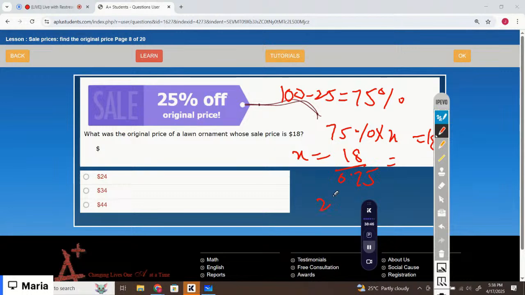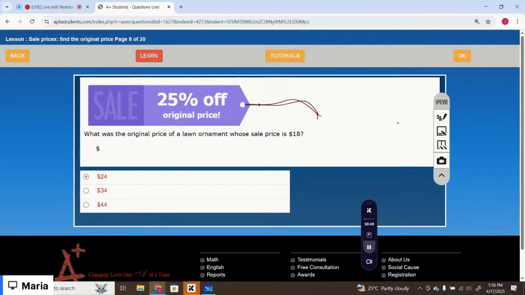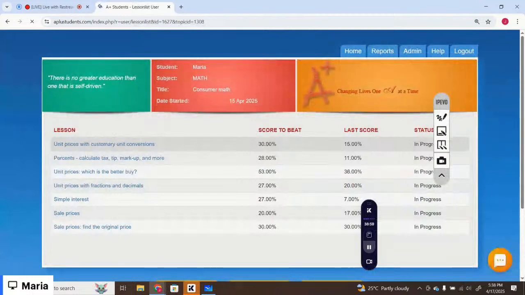So we were working on grade 6 math. The chapter we were working on is consumer math. The lessons we have covered today are unit prices with customary unit conversions. Now we have started with simple interest. Then we did sale prices, and sale prices find the original price. Please make sure before the next session you complete all the practice questions for the lesson you just did. That is your homework until the next session.